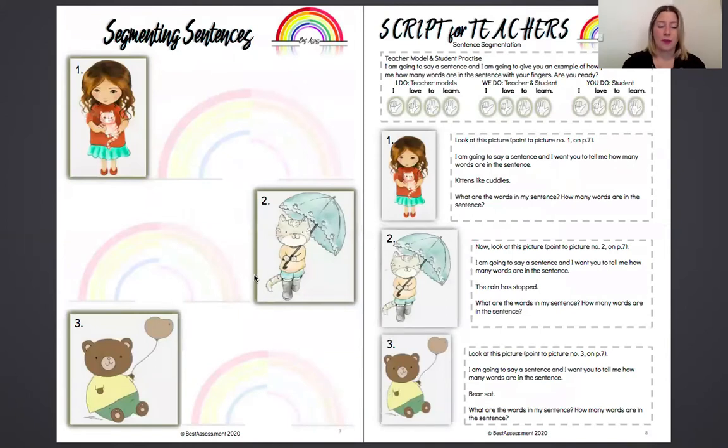So here we have the page that the student would be looking at during the assessment, and here is the script for you as the teacher. Now, in the beginning, we always have a teacher model and student practice, just so the students feel comfortable and they know exactly what it is that they're required to do. We follow the gradual release model, which is where the teacher models, I do, then you do it with the student, we do, and then of course you give the student the opportunity to have a go independently, which is you do.